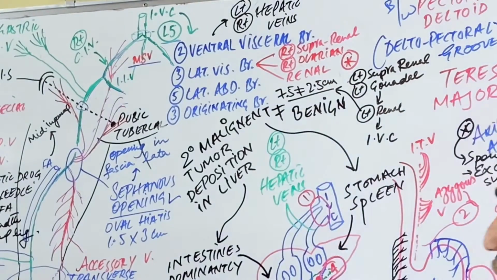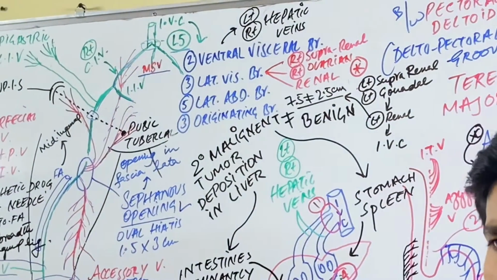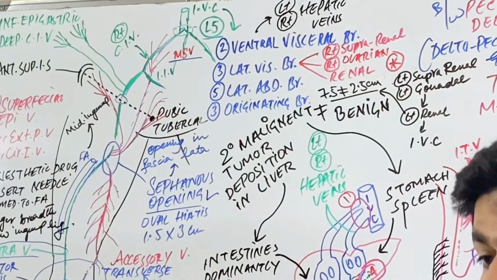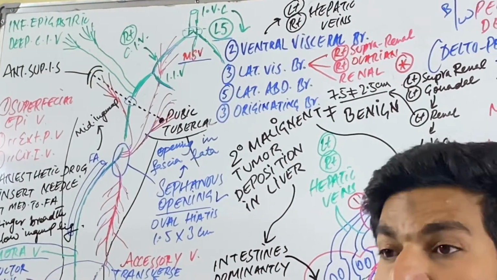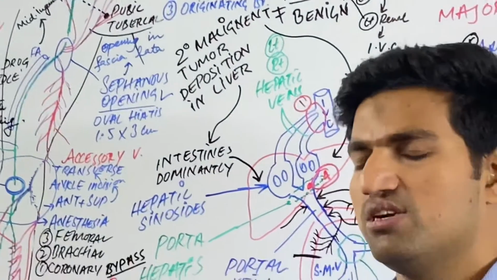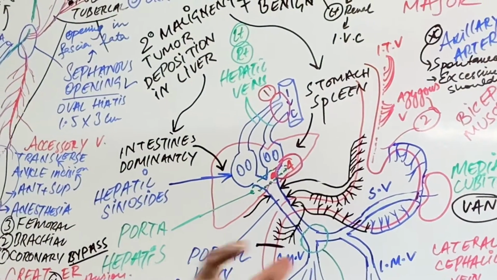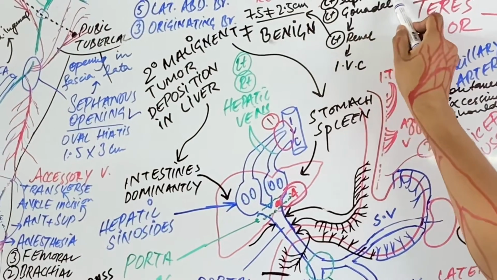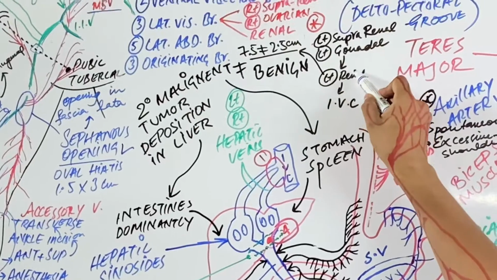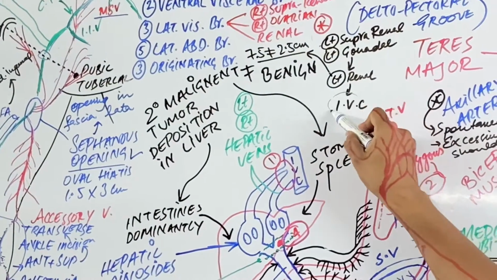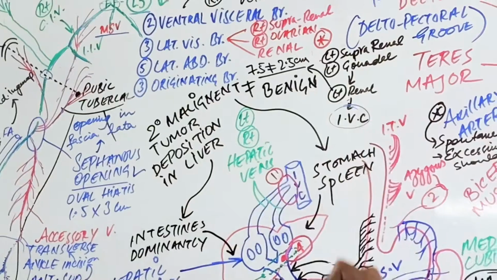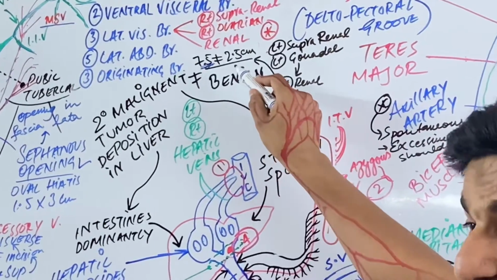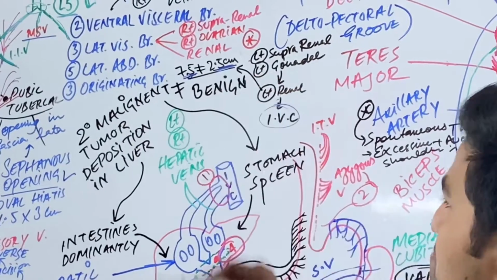There is an exception over here. All the visceral branches, like suprarenal, renal and gonadal arteries, their respective veins, like suprarenal vein, renal veins and gonadal veins, will enter into the inferior vena cava from the lateral aspect. But the exception is that the left suprarenal vein and left gonadal vein will enter into the left renal vein, and then they will enter into the inferior vena cava. The length of the left renal vein is 7.5 centimeter and the length of the right renal vein is 2.5 centimeter.